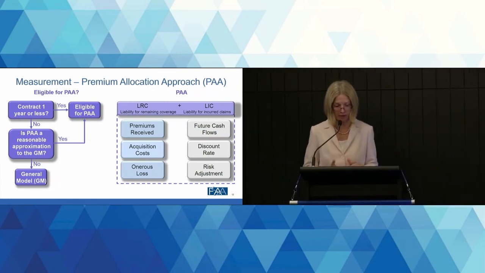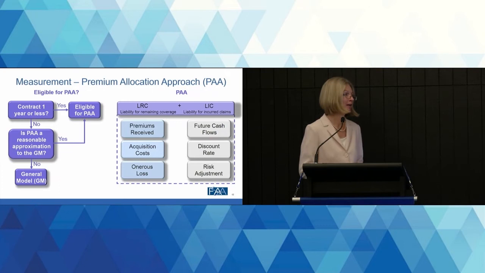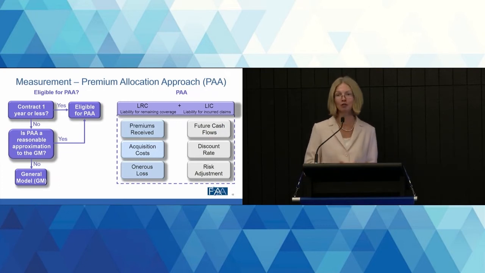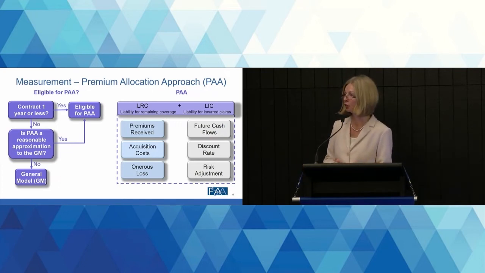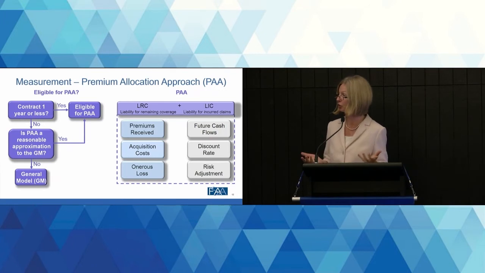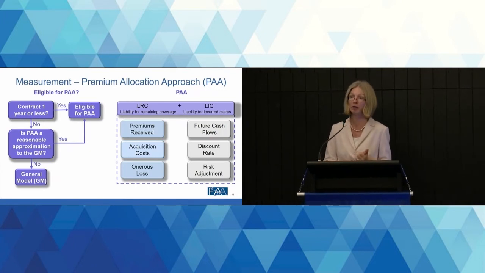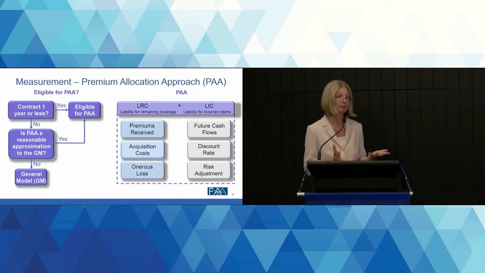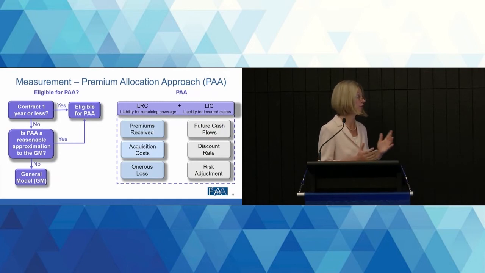Thanks, Jenna. Yes, so eligibility for PAA, given quite a lot of insurers will be looking to use that model wherever possible. So the first criteria is, do you have a contract or a group of contracts that has a contract period of 1 year or less? If so, it's like a tick and you're eligible.